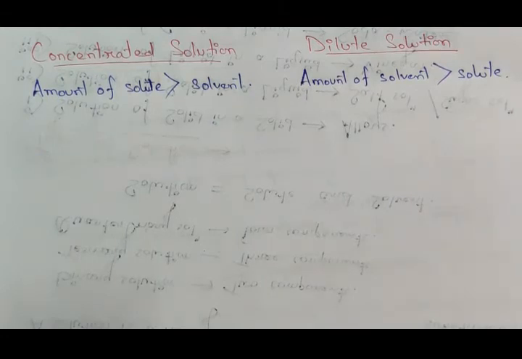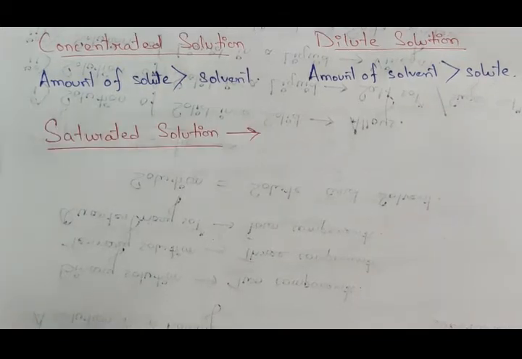Now we will learn about the saturated solution and the unsaturated solution, and another type, the supersaturated solution. We will discuss it one by one. First, we will learn about the saturated solution. A saturated solution is that solution in which no more solute can be dissolved at a particular temperature. Here, in case of the saturated, unsaturated or supersaturated solution, the term temperature is very important.